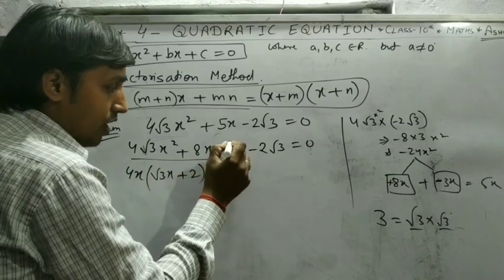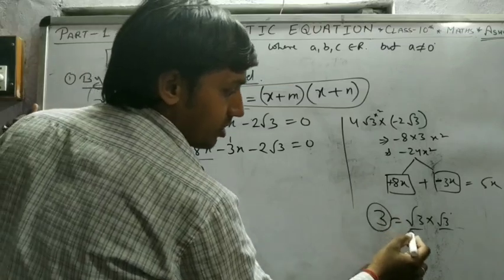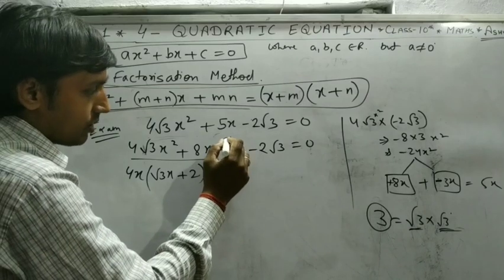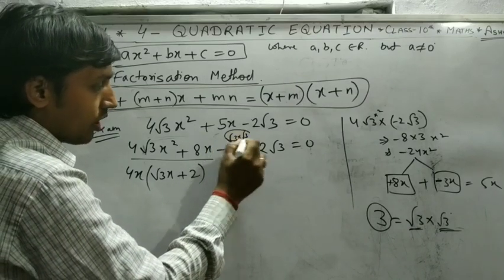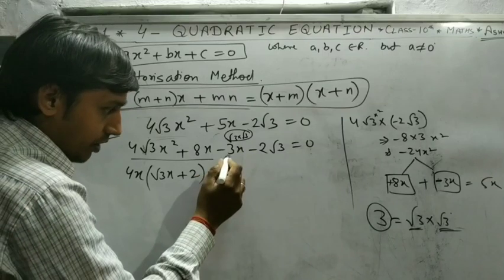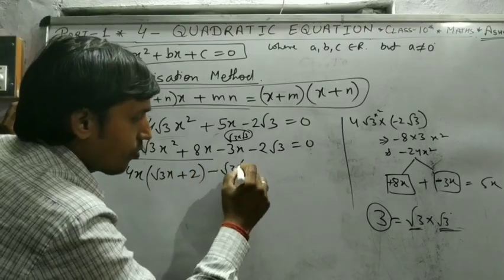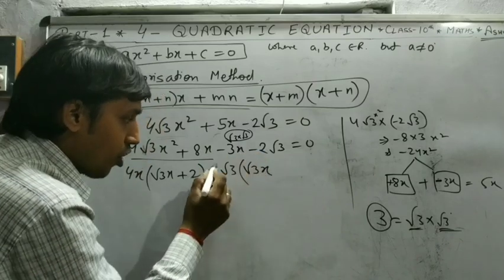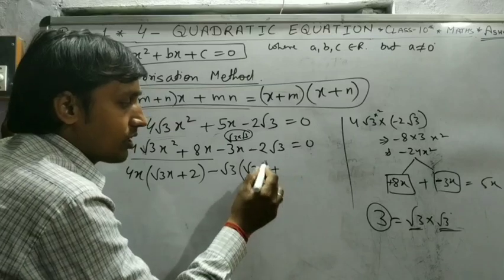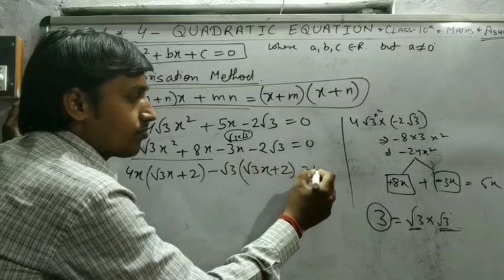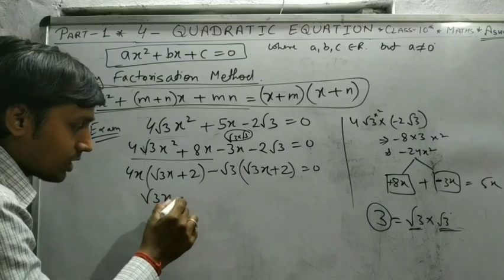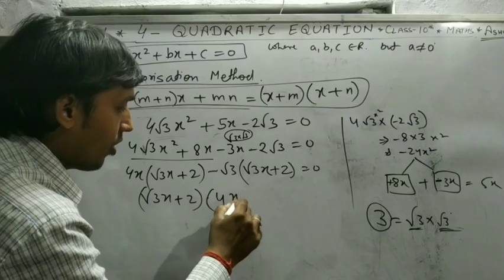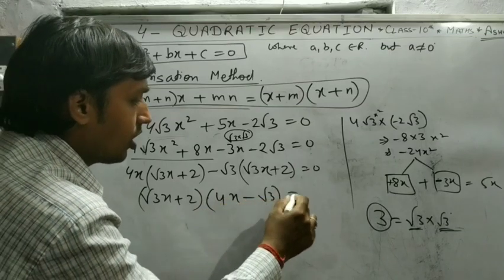You know, every whole number 3 means root 3 into root 3. So 3 means root 3 into root 3. So one root 3 is common, with the minus sign common. So one root 3 remains, x remains. Minus common, so minus minus is plus. Root 3 common, only 2 remains. Then root 3x plus 2 is common in both. What remains? 4x minus root 3 is equal to 0.